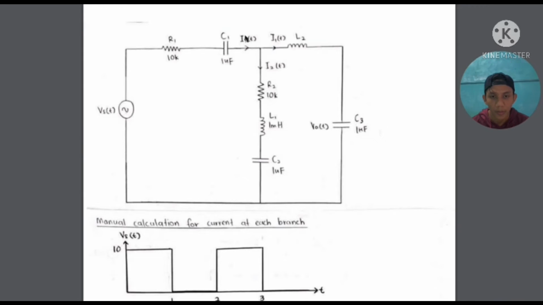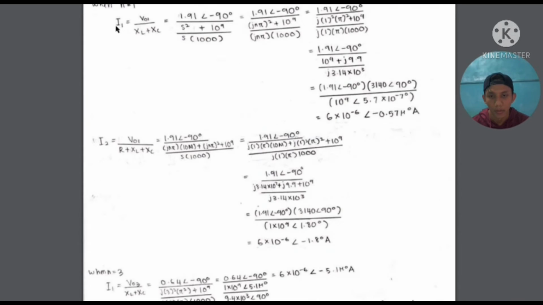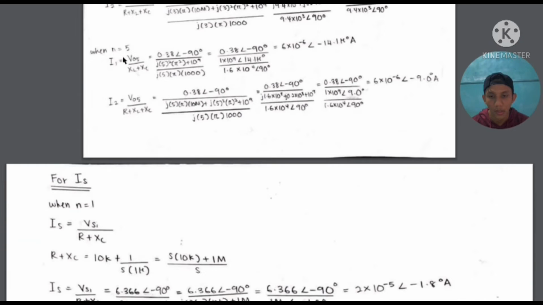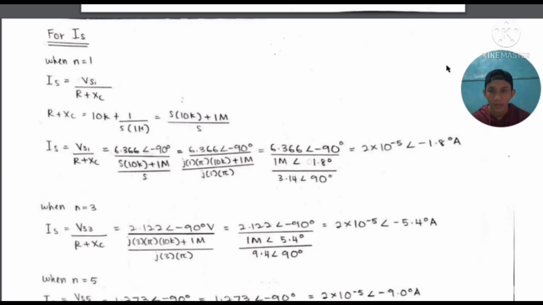After that, we can find the I source. For I1 and I2, we do the same step. We find when n equal to 1 for I1, and also the same for I2. Then we find when n equal to 3 and n equal to 5. After we get the answer, then we can find the I source as well.